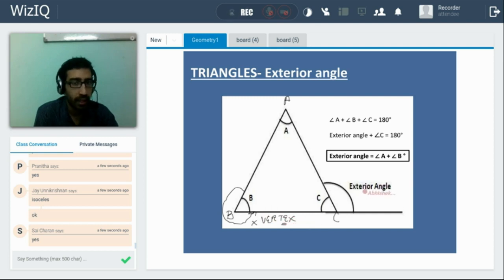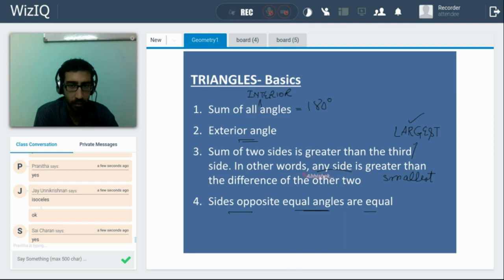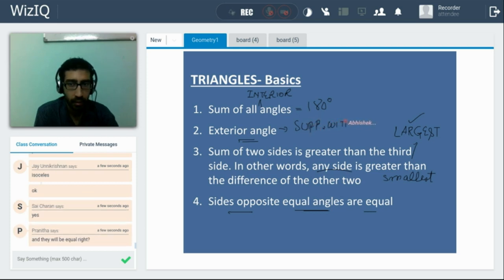Exterior angle is always an angle that is supplementary with the interior angle. So for vertex C, the exterior angle will always lie on a straight line with angle C. If you extend BC, the angle alongside C is the exterior angle, or if you extend AC, then this angle is also the exterior angle. Is that clear? This is very simple, but remember it is always supplementary, always on a straight line with the interior angle, by definition.